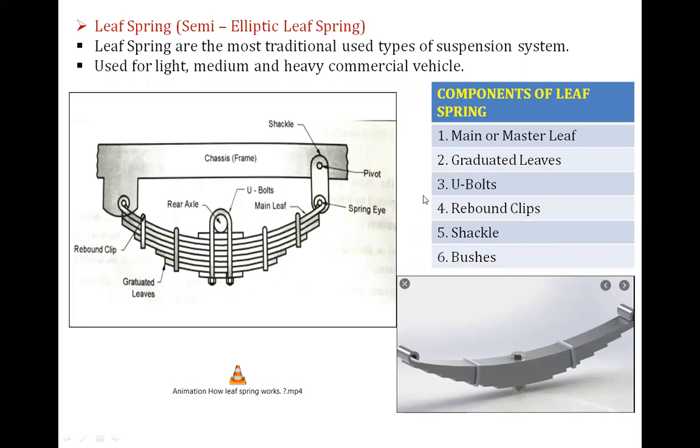Then U-bolt is here. Then rebound clips are provided. Then shackles, here there is a shackle at the other end, the shackle is provided, and the bushes. The bushes are again provided here. These are the main parts of the leaf spring.